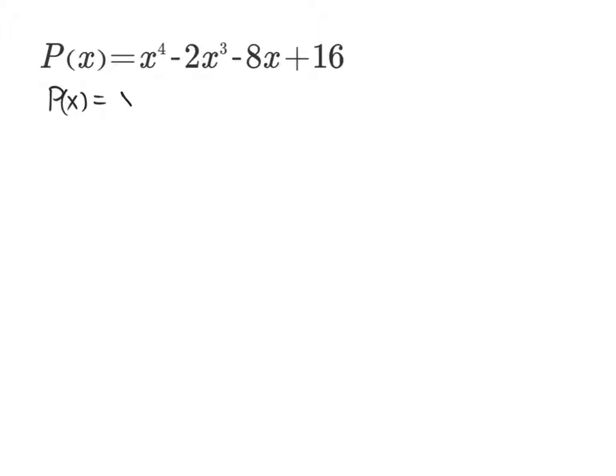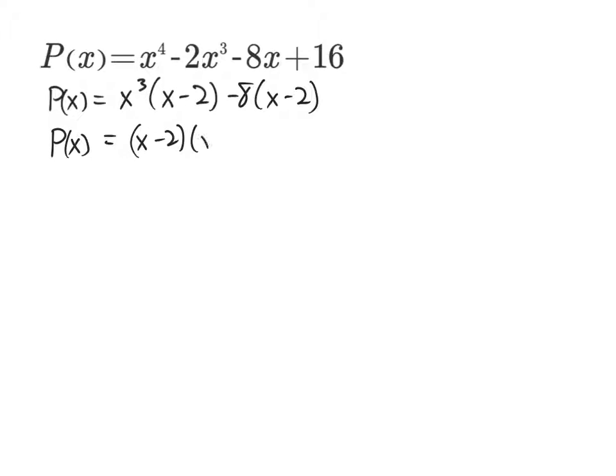Well, it looks like an x cubed comes out of both of those. I'm left with an x minus 2. And then what comes out of these two is a negative 8. So I end up getting negative 8 times x minus 2, because I factored out the negative. And then I'm left with x minus 2, and then x cubed minus 8.